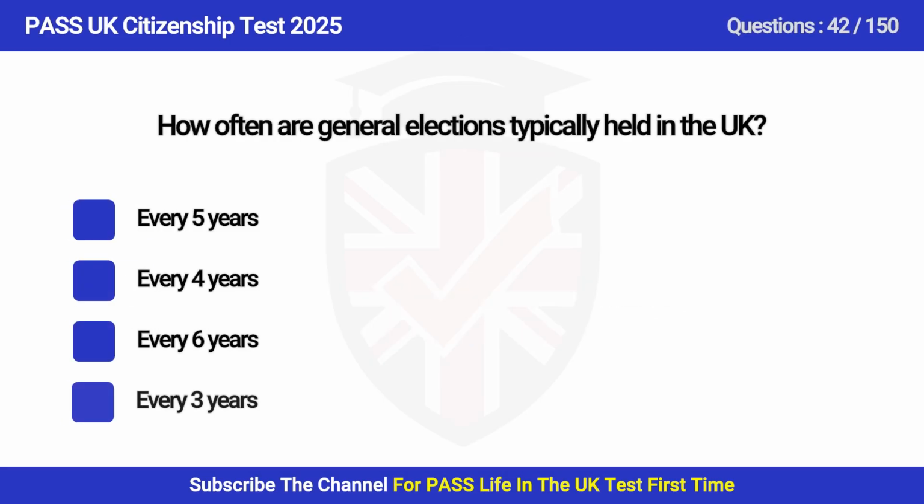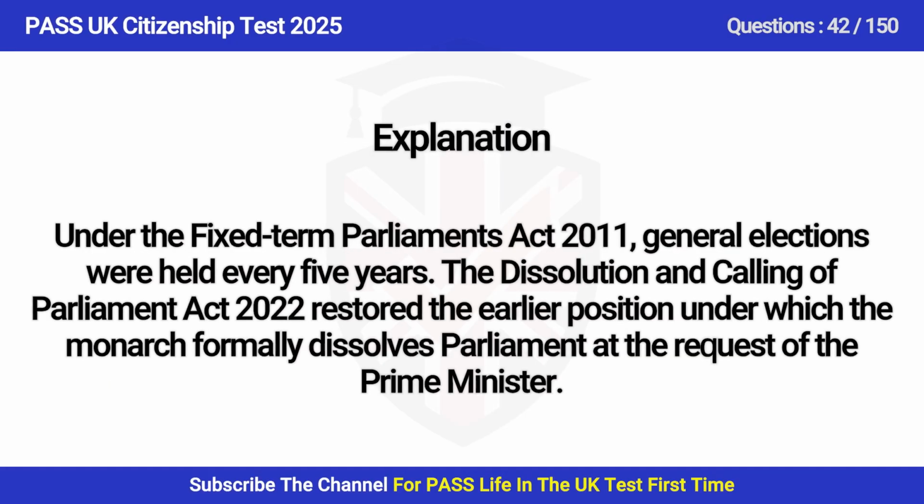Question 42. How often are general elections typically held in the UK? A. Every 5 years, B. Every 4 years, C. Every 6 years, D. Every 3 years? Answer is A. Every 5 years. Under the Fixed-term Parliaments Act 2011, general elections were held every 5 years. The Dissolution and Calling of Parliament Act 2022 restored the earlier position under which the monarch formally dissolves Parliament at the request of the Prime Minister.